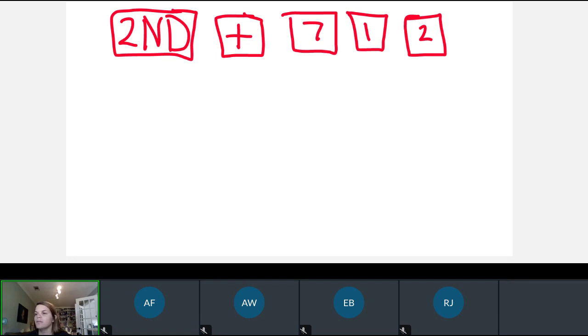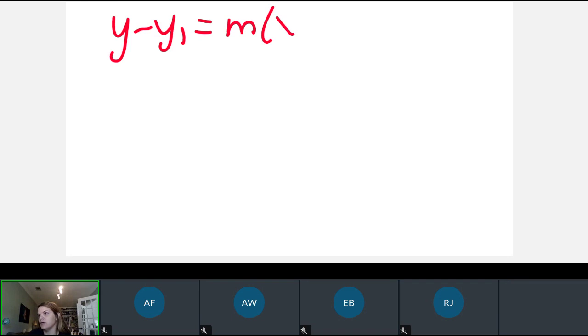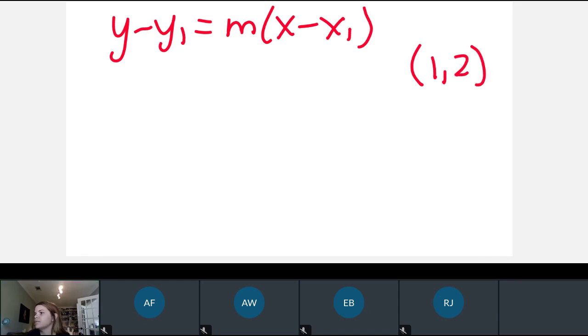Okay, so Amara, think about when we're writing out our equation here. Our point-slope form is y minus y1 equals m times x minus x1. So let's say I have two positive numbers, 1 and 2, for my x1 and y1. What I would do is just plug them straight in. We're just going to leave m for now.